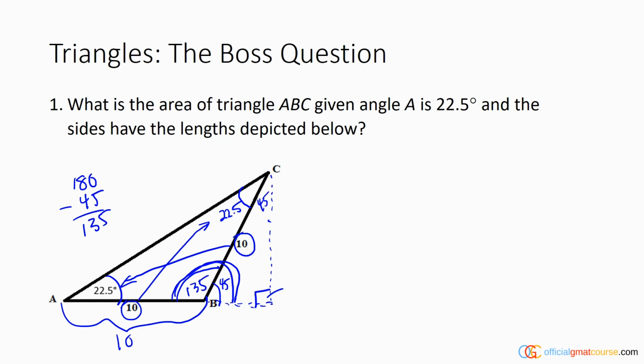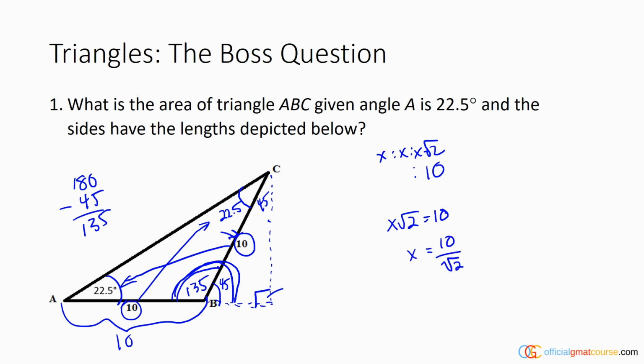And all of a sudden I've got a 45, 45, 90, and we know the ratio of the sides there are x to x to x root 2. Now the 10 is the hypotenuse, and the hypotenuse is the x root 2 part. So that makes it a little tricky because we know x root 2 is equal to 10, which means x is actually equal to 10 divided by root 2.